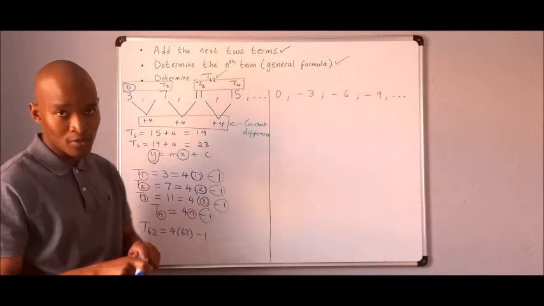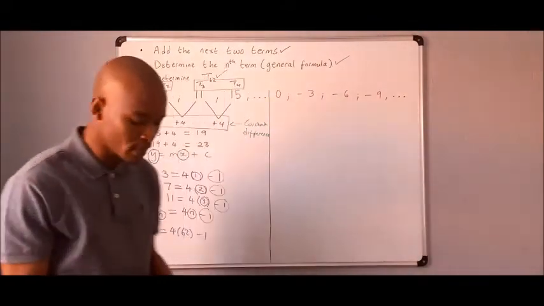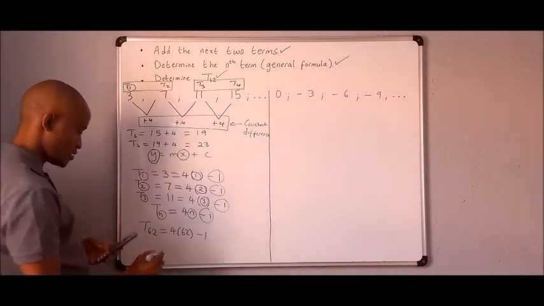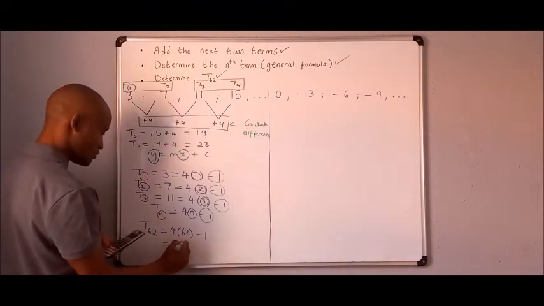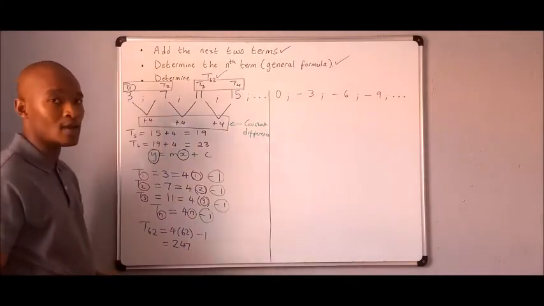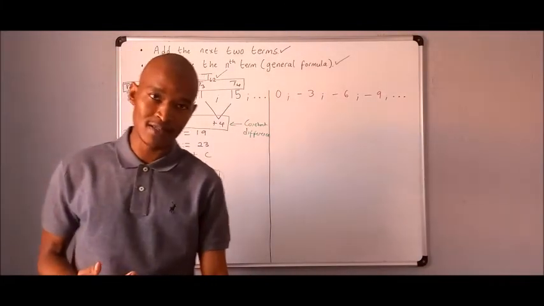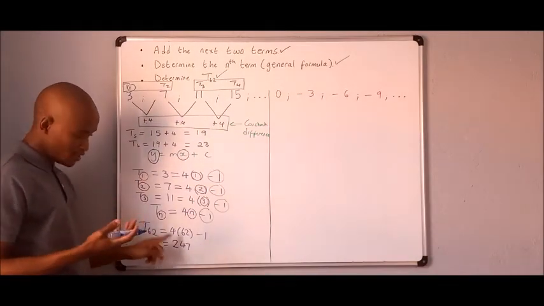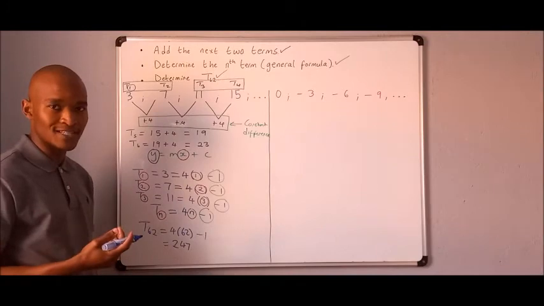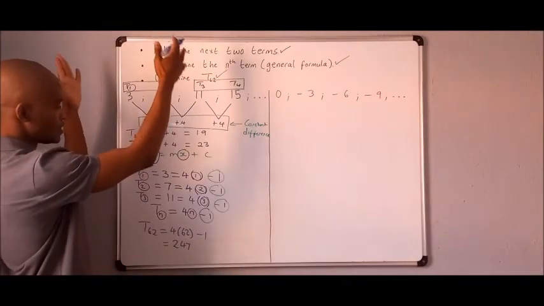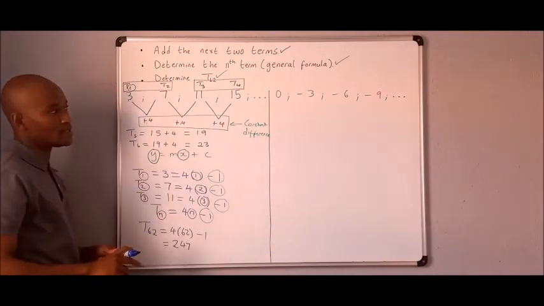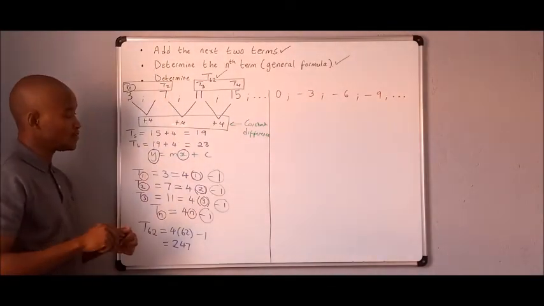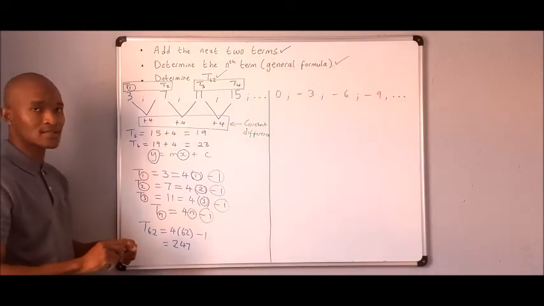We can take out our calculators now and confirm what we have here. 4 times 62 minus 1, it is a beautiful 247. What does this mean? It means at position 62 in the pattern, the value is 247. So this is the process, guys, that we are seeing here in this lesson, and that I believe will definitely help you master this topic.